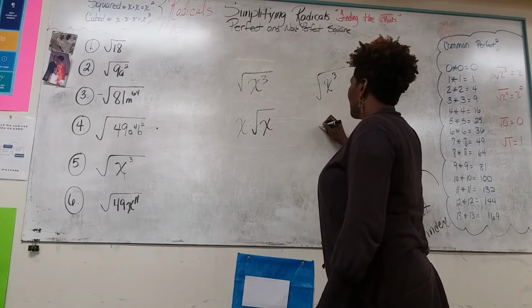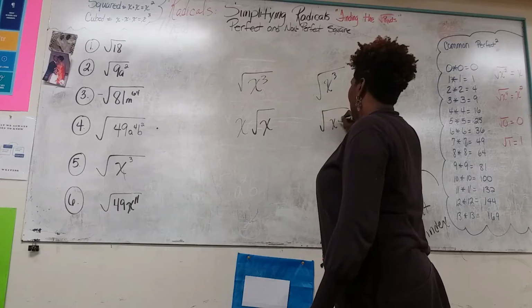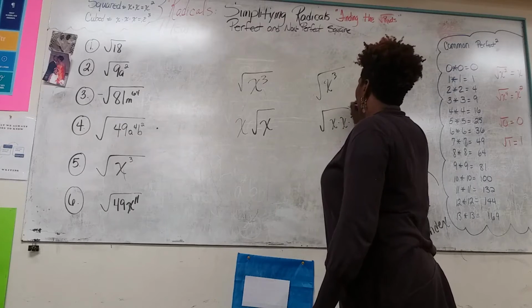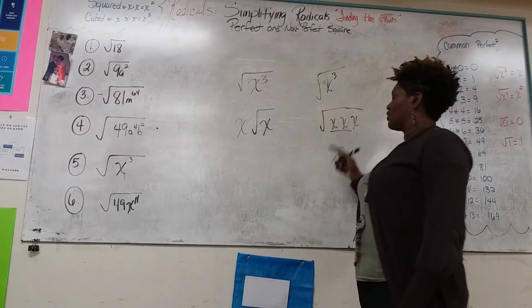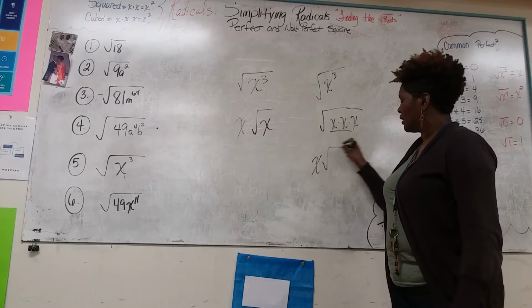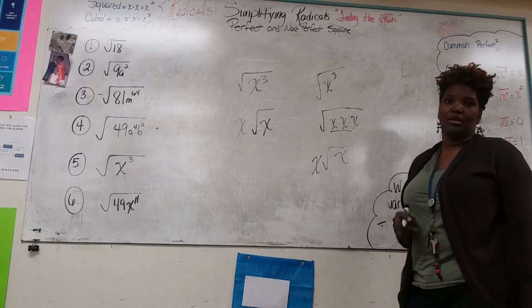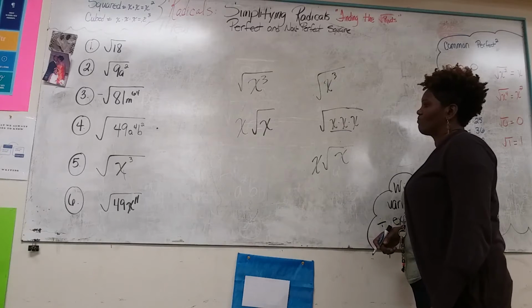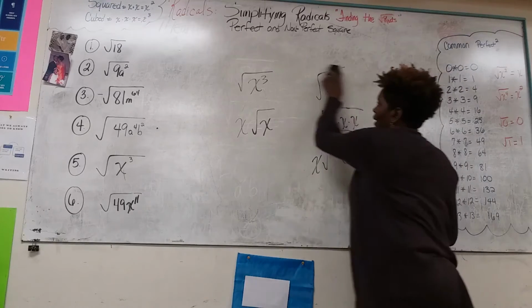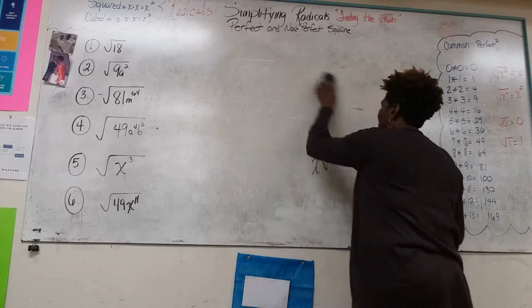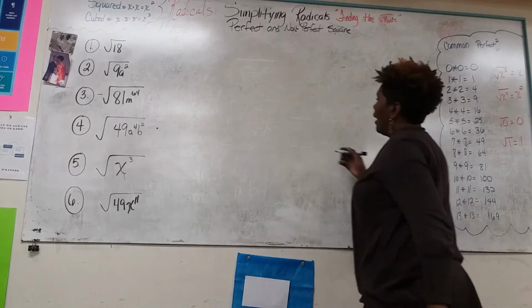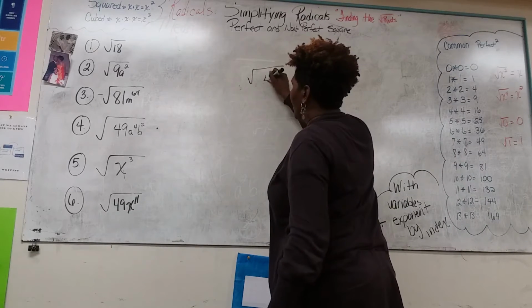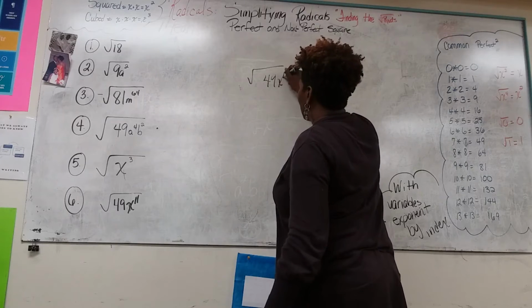Square root of x to the 3rd is like saying x times x times x. How many x's? I have 2 x's right there, and I have 1 left over. That's my answer. Okay, last but not least, I have the square root of 49x to the 11th.